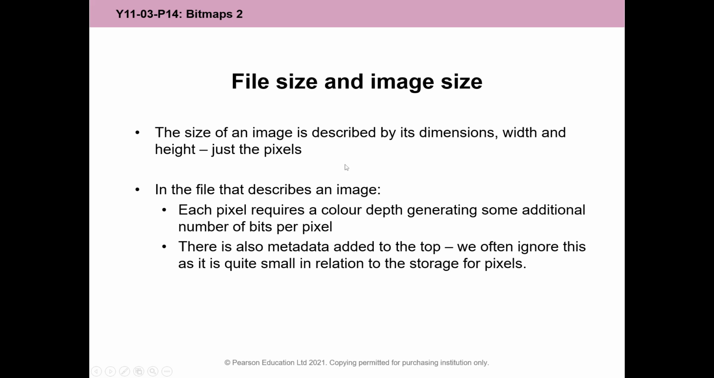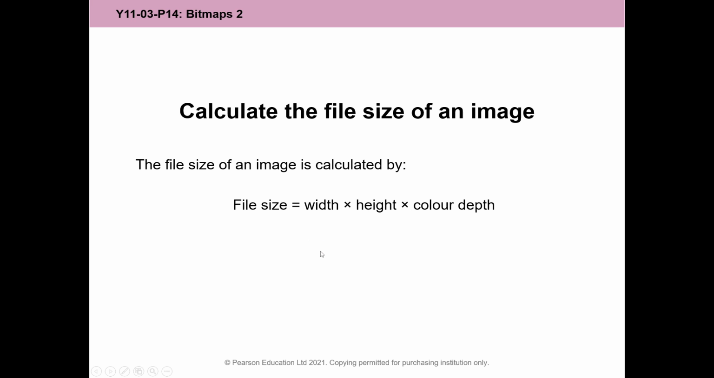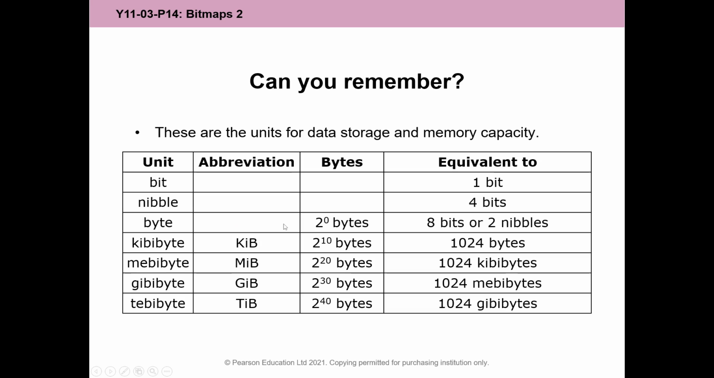So that's what we've got here. We also have some metadata which we're going to ignore. So there we go. This is the key thing to remember. Width times height times color depth if you're measuring in bits. The only slight complication is if you want to then go to bytes, you've got to divide by 8.